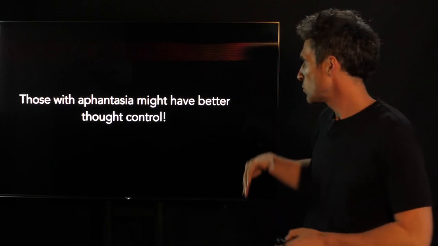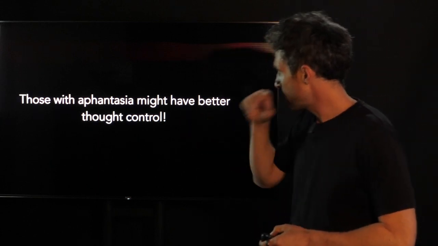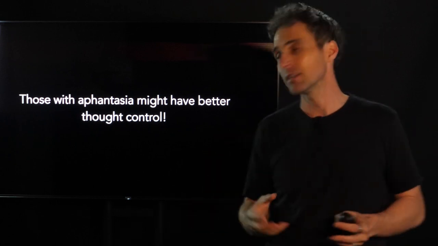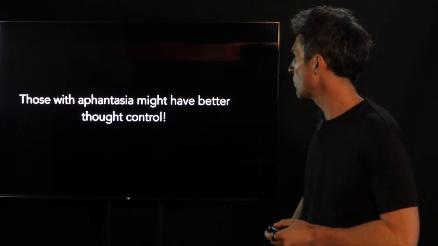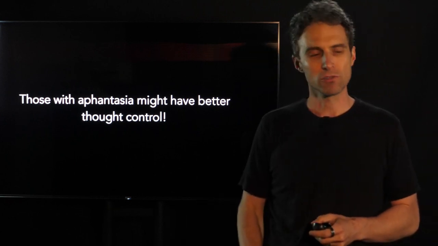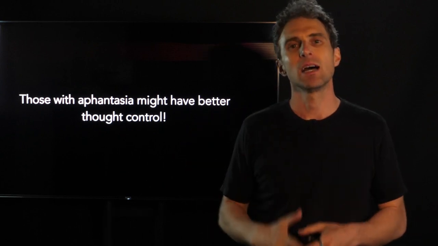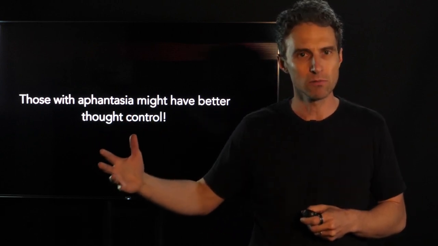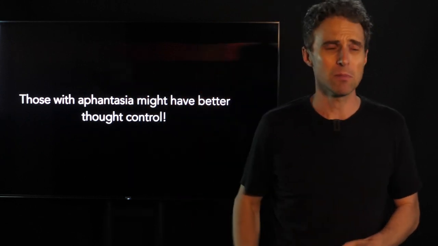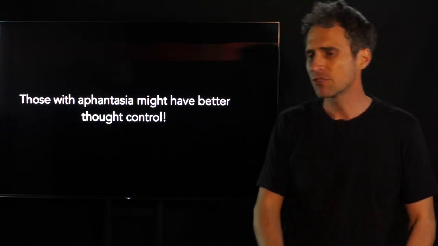So we're running more experiments on this at the moment, trying to use our binocular rivalry techniques to tap into this. But it seems so far that those with aphantasia might have better thought control. They might be able to keep things out of their mind when they want to, right? So in other words, if thoughts take on the format of an image, they're harder to keep out of your mind. And again, really interesting, really fascinating implications.